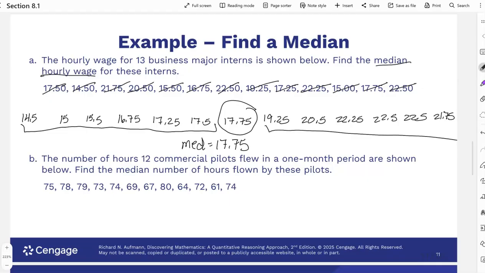Let's look at B. We have the number of hours of 12 commercial pilots that are flown in a 1 month period. They're asking us for the median again, so we need to put them in order. So this is where you may want to pause the video, try it, and then come back and check your answer.